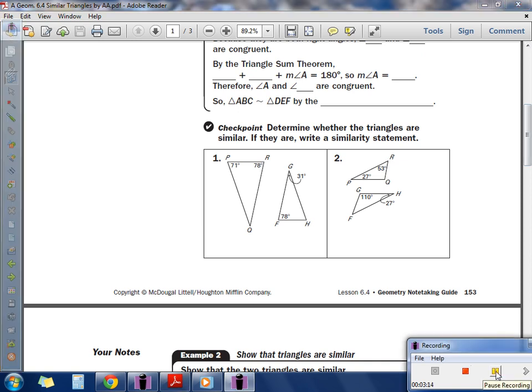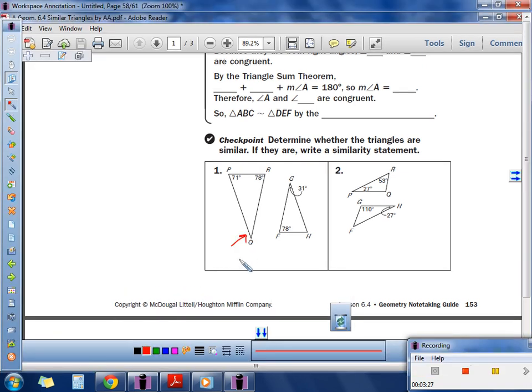All right, here we go. Determine whether the triangles are similar. If they are, write a similarity statement. So real quick, do they match up right now? No. So we've got to find some of the missing angles in that picture. So maybe let's find Q. Subtract these from 180, and what do you get? 31. Now do they match up? 31, 31, yes. 78 with a 78? Yes, they match up. So are the triangles similar? Yes. Due to angle-angle similarity.